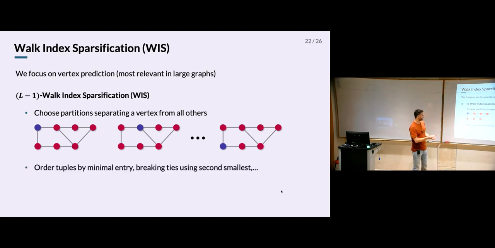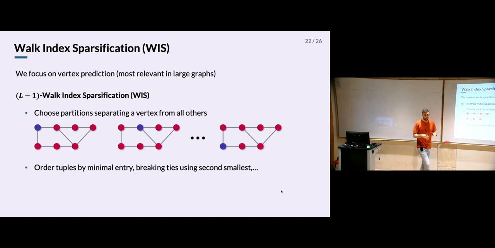And the second thing that we need to decide upon is how to order the walk index tuples. Now, on the face of it, the prediction over each vertex is equally important. So we would like to make removals that don't harm significantly the ability to model interaction across one of these partitions as opposed to the other. So in order to make these balanced removals, we will order the tuples by their minimal entry and break ties using the second smallest and so forth.